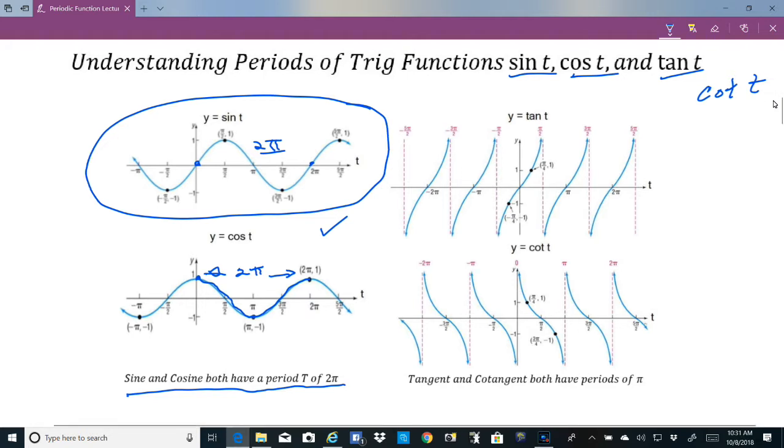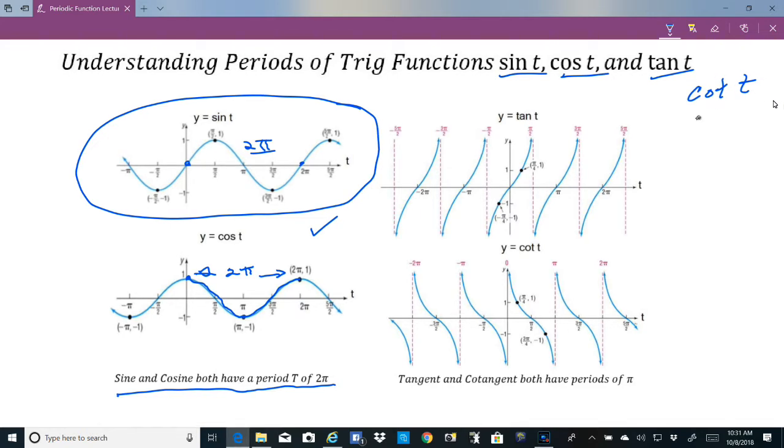Now, when it comes to the cotangent function, you remember that the tangent function is equal to y over x, which equals sine of t over cosine of t. So anytime cosine of t goes to 0, there's going to be a vertical asymptote in the tangent function. And the same goes for the cotangent function, which is cosine over sine.